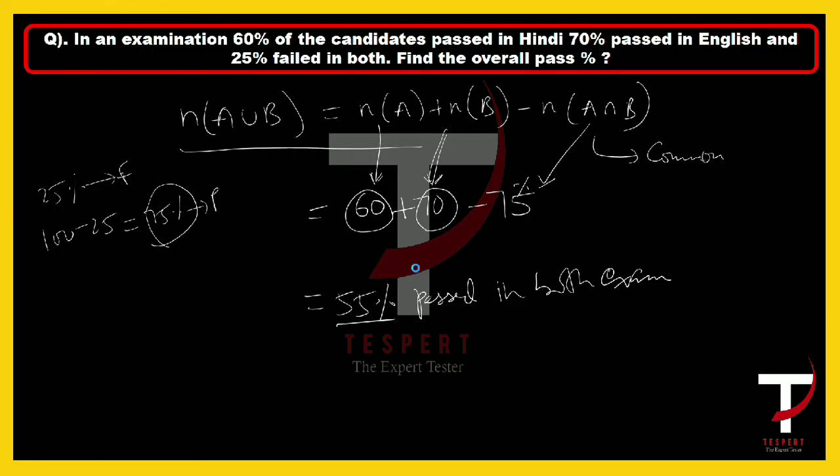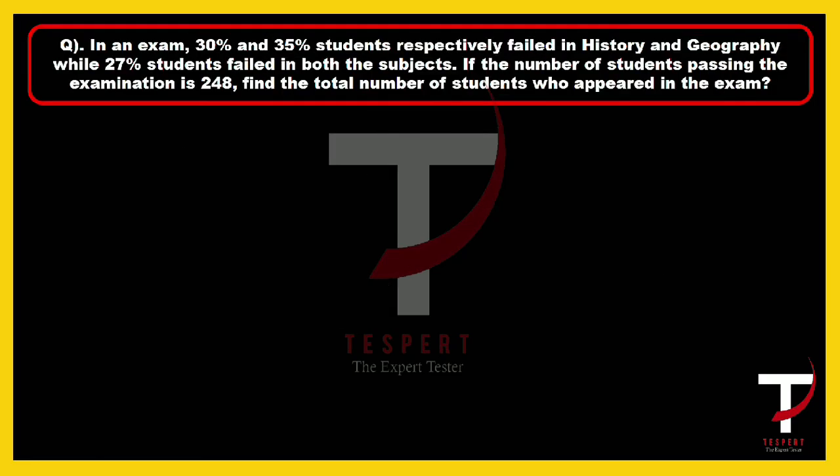If we solve this example, then you will understand much more clearly. In an exam, 30% and 35% of students respectively failed in Hindi, history and geography, while 27% of students failed in both the subjects. If the number of students passing the exam is 248, find the total number of students who appeared in the exam. The same formula: n of A union B is equal to n of A plus n of B minus n of A intersection B.